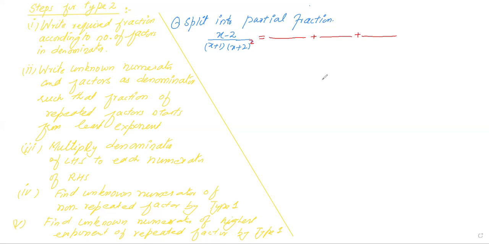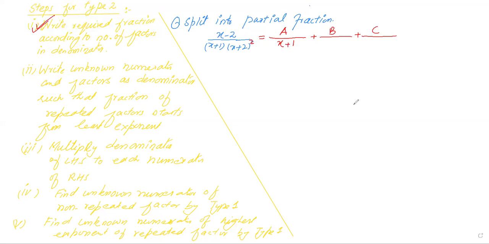Now what will you do? You have to write the factors as denominators. First of all, write the factor which is non-repeating. So x plus 1 is a factor without any power. So the first step is: write a required fraction according to the number of factors in the denominator. So there are 3 factors. Then write unknown numerators: A, B, and C.